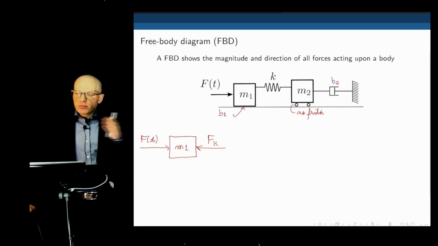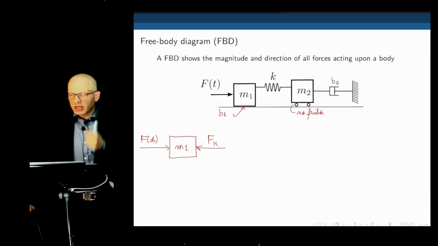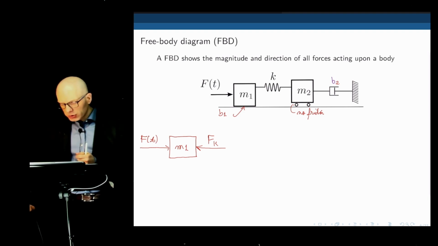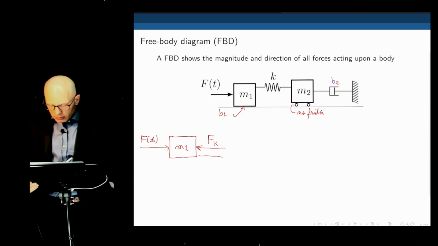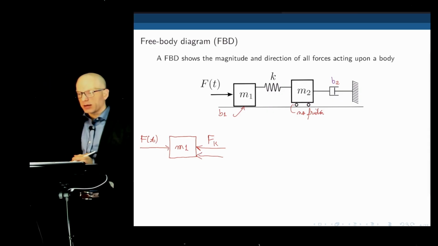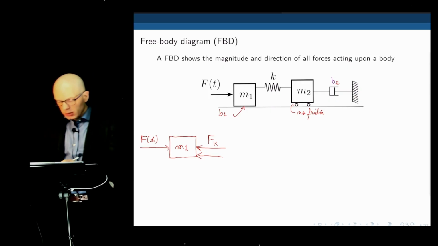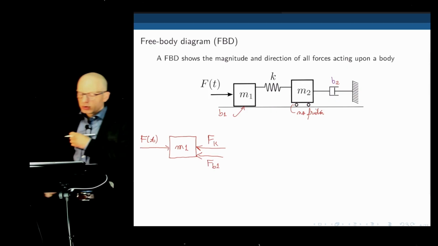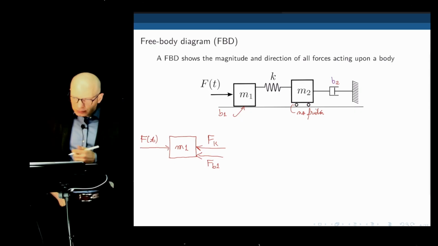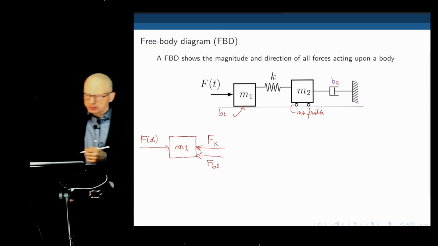As mass M1 moves to the right because of force F of t, there is friction between the mass and the floor and the ground. And that friction coefficient B1 will also create a force that will always oppose motion. Therefore, it needs to go in the same direction as the spring. And this will create a force FB1 that opposes motion of that mass.